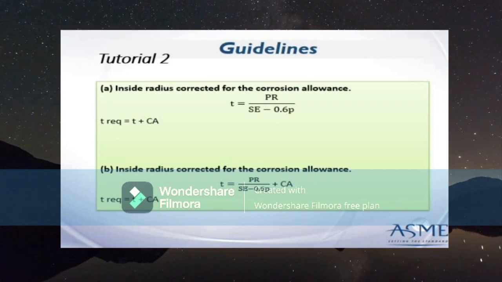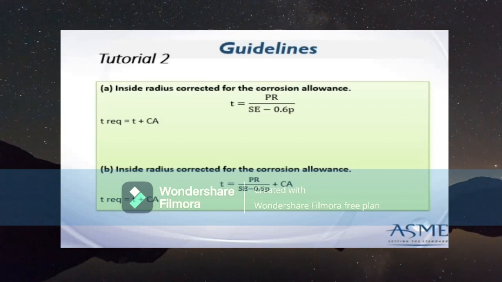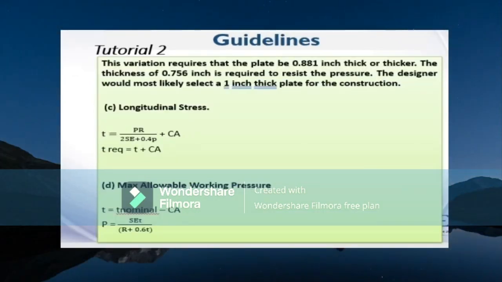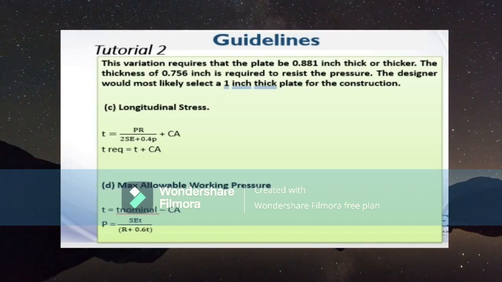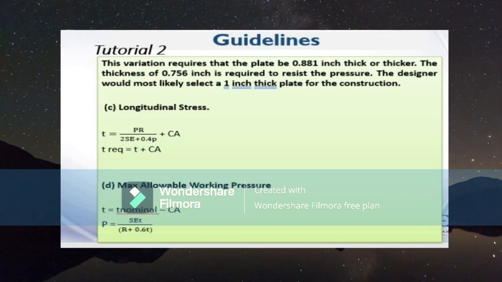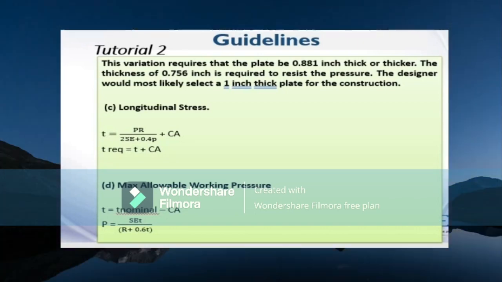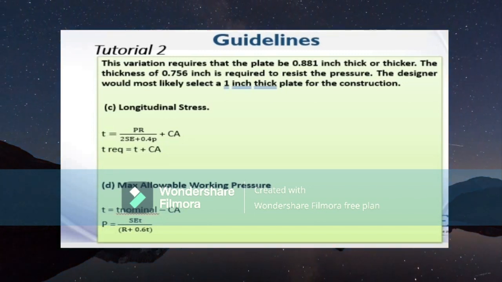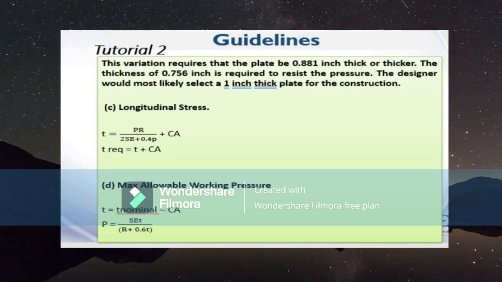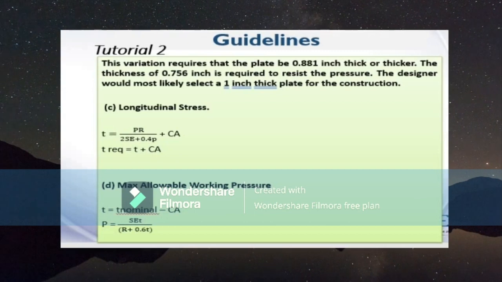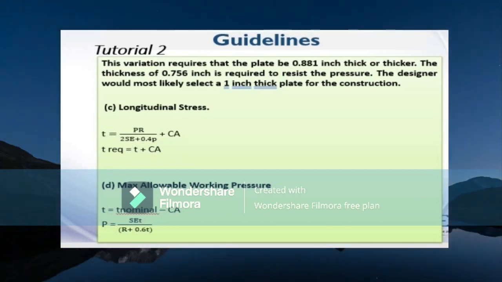B. Inside radius not corrected for the corrosion allowance. T equals pressure times radius divided by stress times efficiency minus 0.6 times pressure, plus corrosion allowance. T required equals T plus CA. This variation requires that the plate be 0.881 inch thick or thicker. The thickness of 0.756 inch is required to resist the pressure. The designer would most likely select a 1-inch thick plate for the construction.